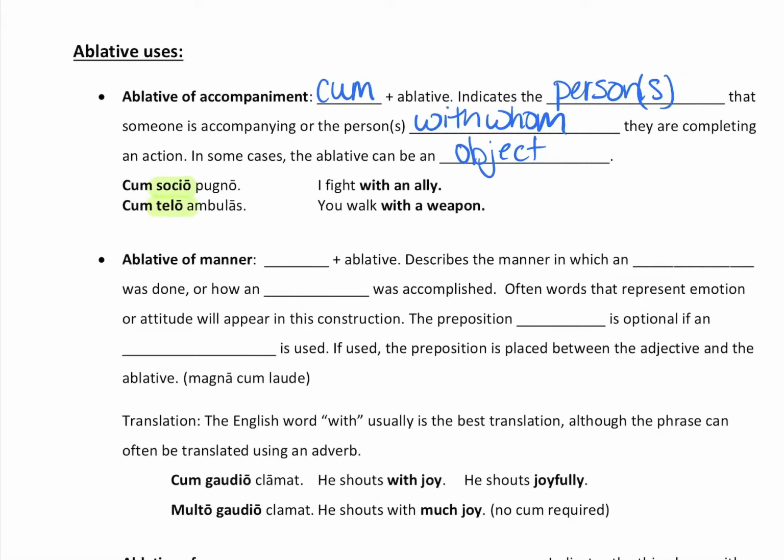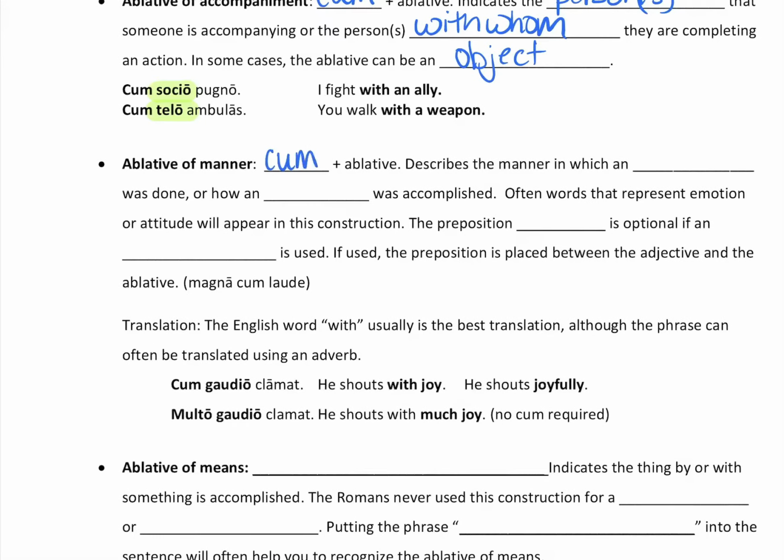Now, ablative of manner is another one that takes a preposition, and it also takes cum plus the ablative. It describes the manner in which an action was done or how the action was completed. So often words that represent emotion or attitude will appear in this construction. And the preposition cum, if you remember way back from Latin 1, is optional if an adjective is used. So if you use the preposition placed between the adjective and the ablative, like magna cum laude, we normally say with great praise, and the cum would be over here, but not in ablative of manner. So magna cum laude, you've probably heard that about people who graduate with a really high GPA. It's called magna cum laude.